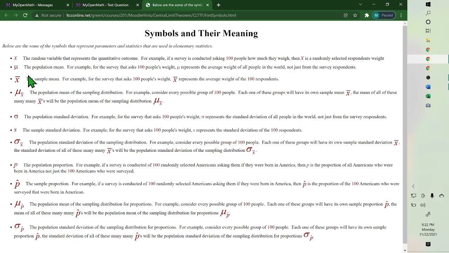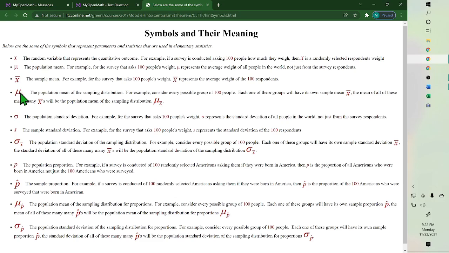The Greek symbols use population. Like this Greek symbol uses the population standard deviation, where S is from the sample. So the standard deviation for the population would be the world's standard deviation, where the sample would be the 100 people.